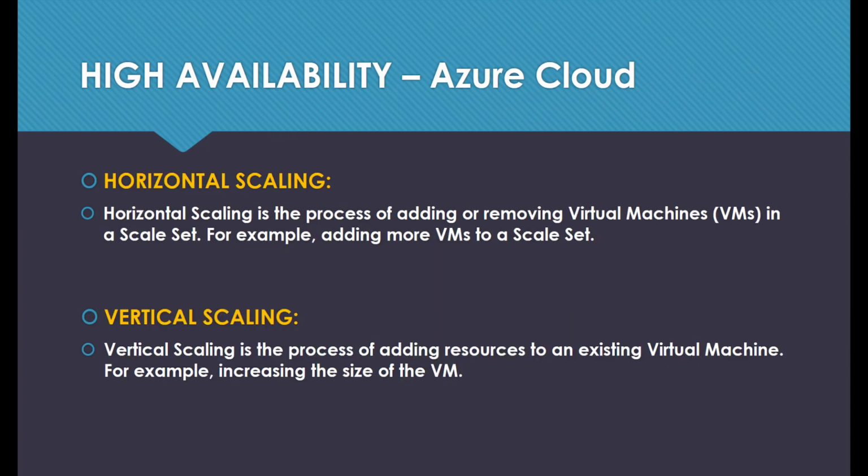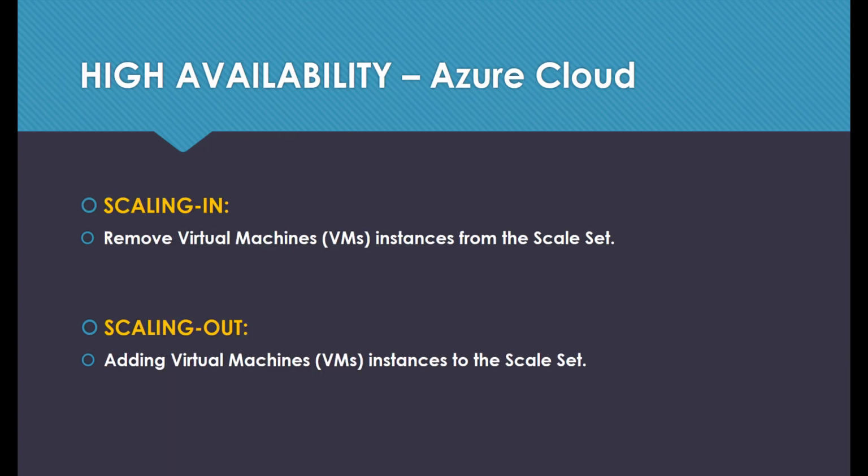There are 2 terms we need to understand. That's the horizontal scaling, which is the process of adding or removing virtual machines in a scale set. So for example, when you add more virtual machines to a scale set, you are horizontally scaling. A vertical scaling, on the other hand, is the process of adding resources to an existing virtual machine. For example, increasing the size of the VM. So we can see the difference between the horizontal scaling and vertical scaling.